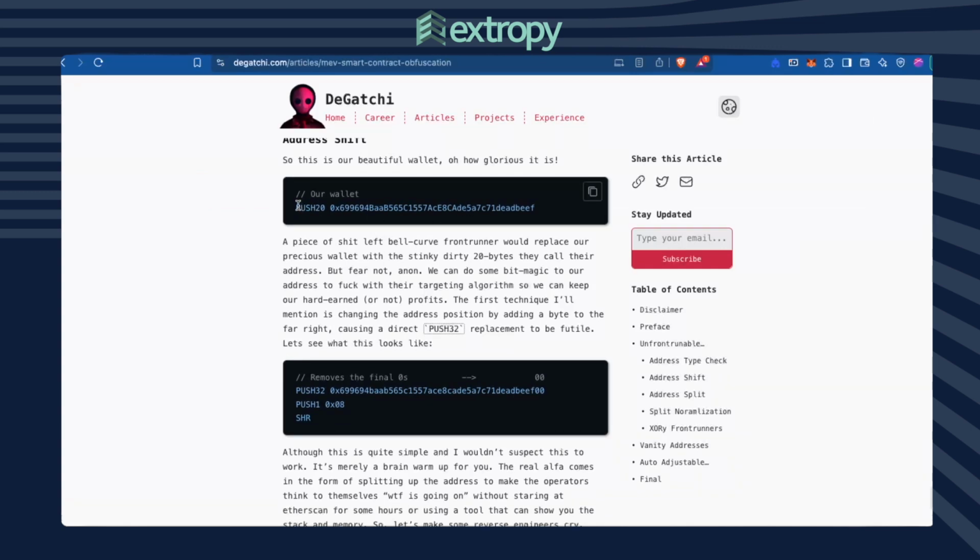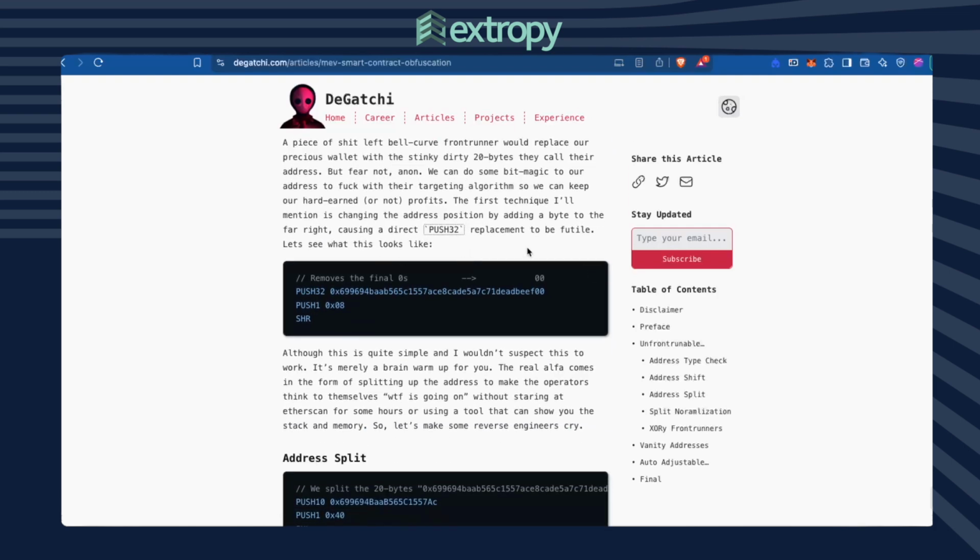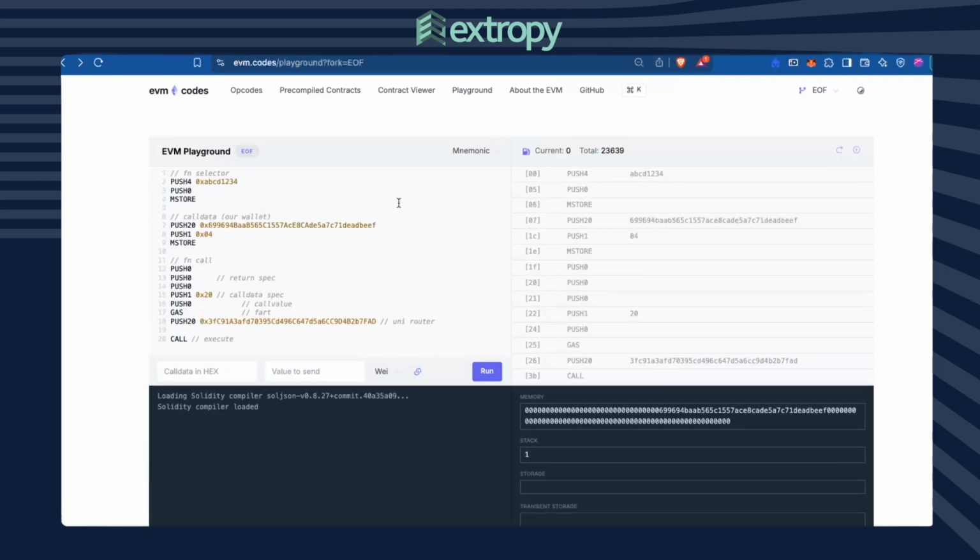So we've got this push 20, which is putting our address onto the stack. Somebody could go in, look at the bytecode, and say, well, push 20, that's a bit of a giveaway. Why would we move 20 bytes unless it was an address? It's only really going to be an address that is 20 bytes, and then they could work out that that's your address. So it's definitely a giveaway. So what he's decided to do is to be a bit sneaky and try and obfuscate the address a bit.